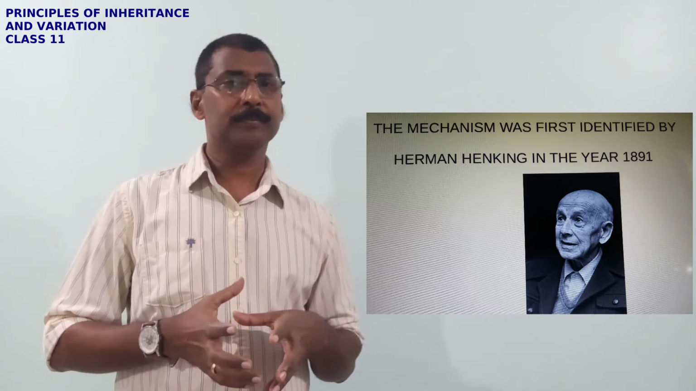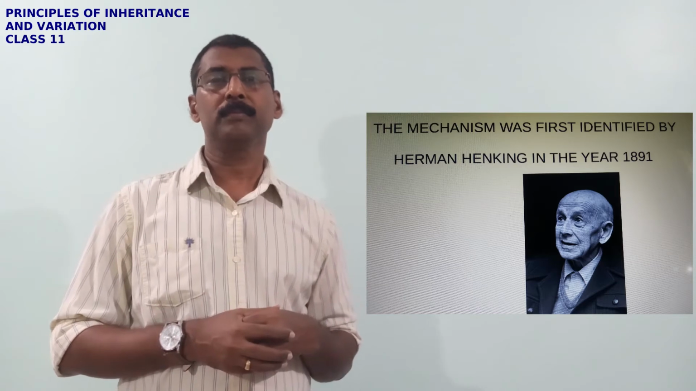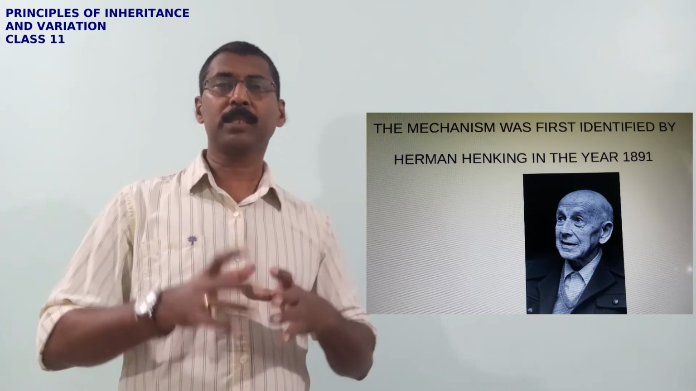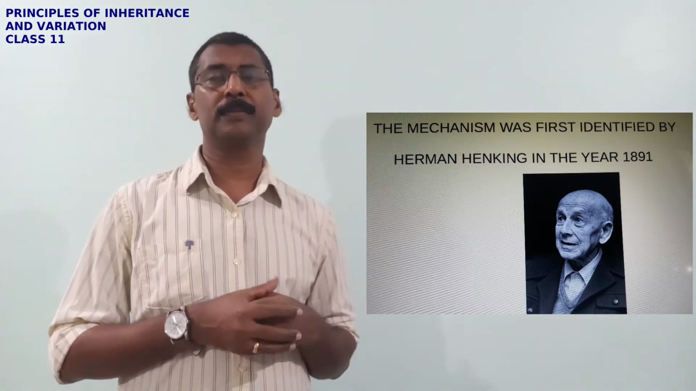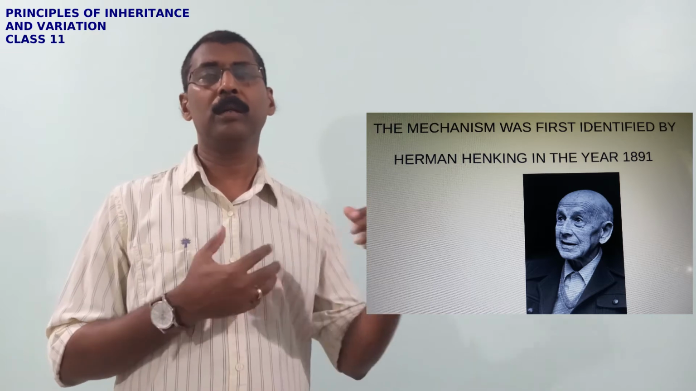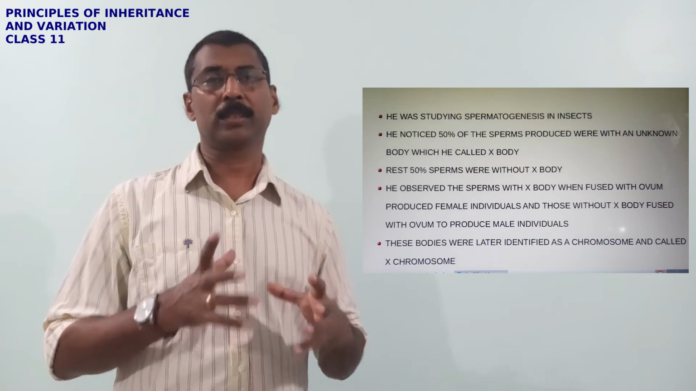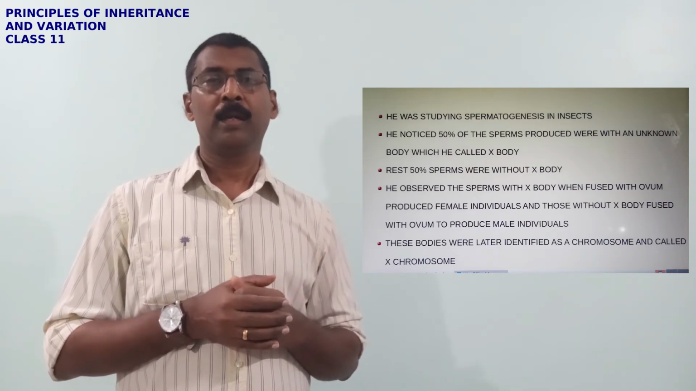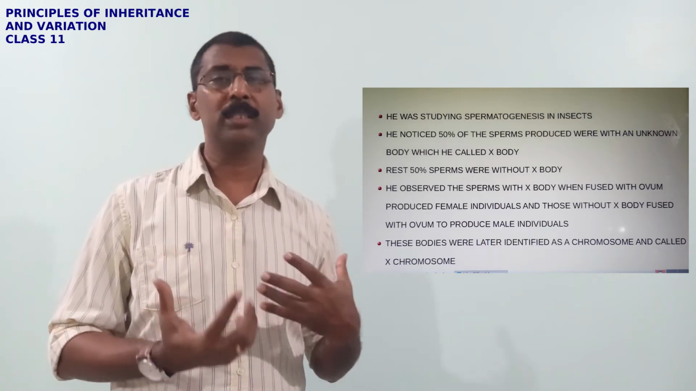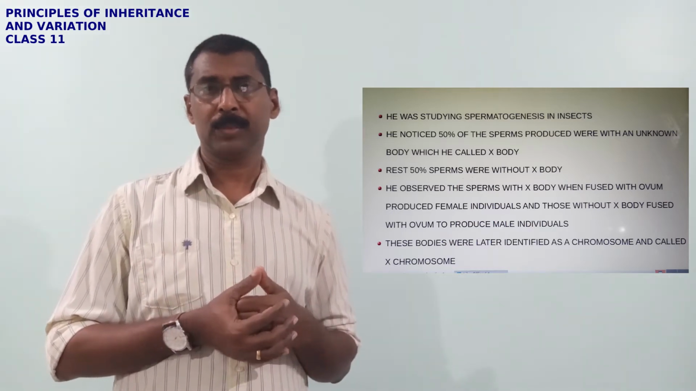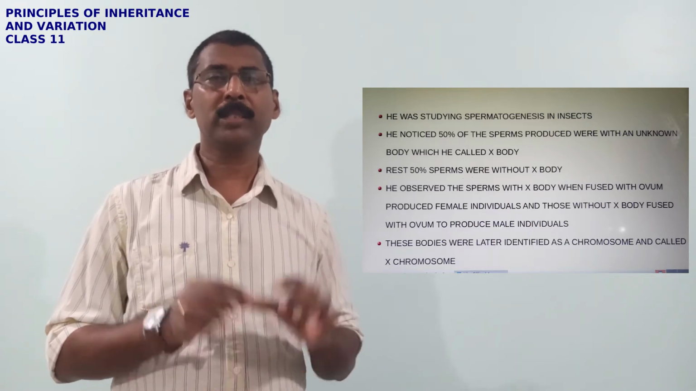he could observe the presence of certain colored substances, colored structures in the sperms and ova of insects. And he did not know what these colored substances were. So as he did not know what it was, he simply called it X body.